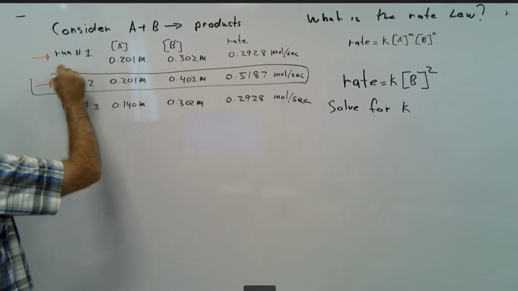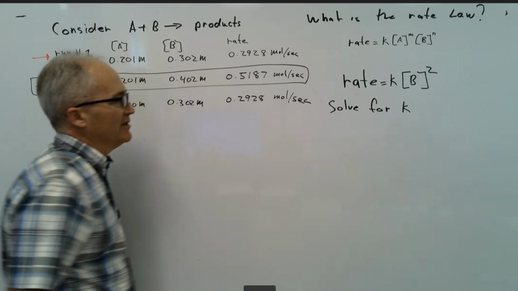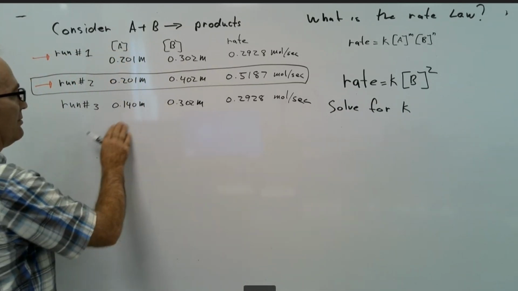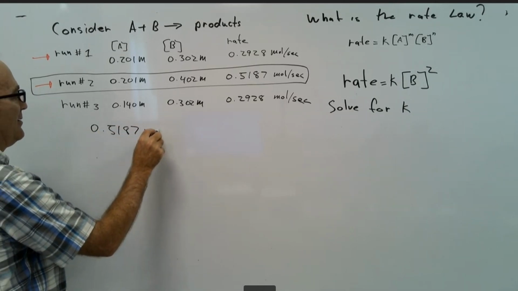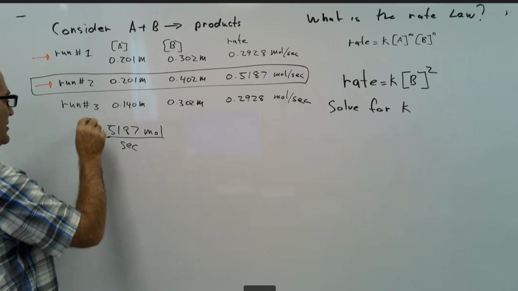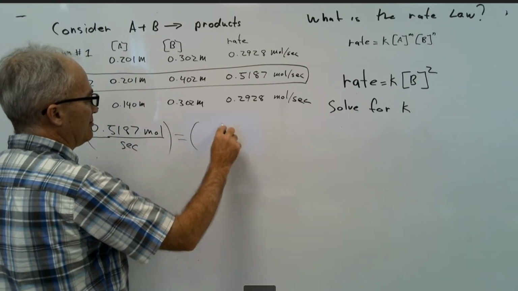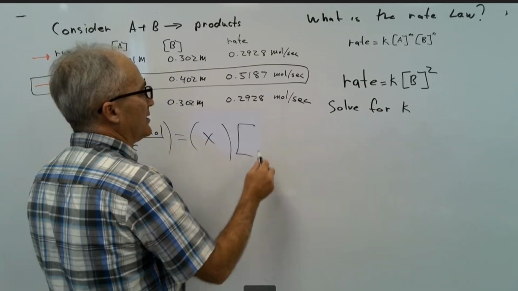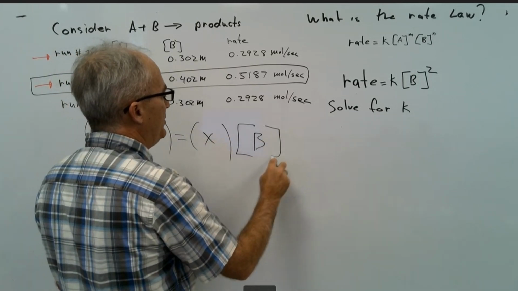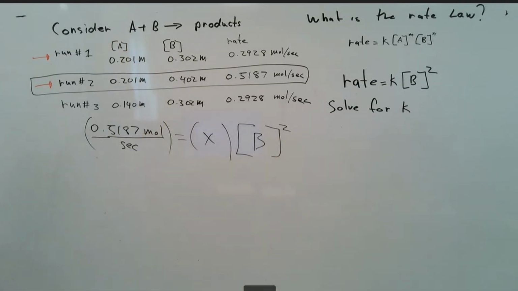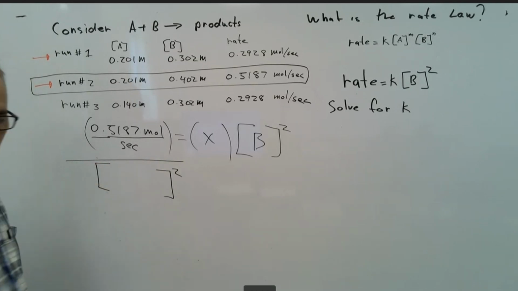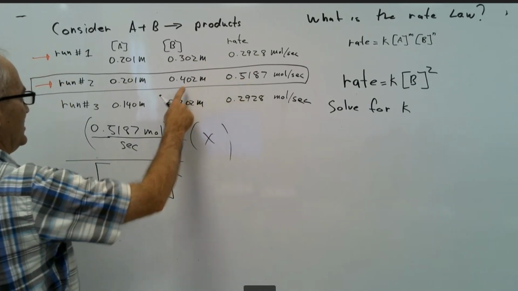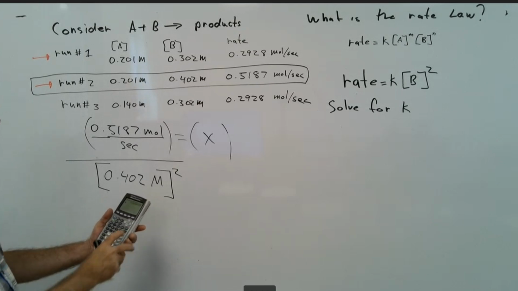If the rate constant is a constant, it shouldn't matter which experiment we use. We're just going to plug in this rate, 0.5187, and now I might actually be more concerned with my units. There is the rate. It is equal to whatever we're trying to solve, concentration of B squared, right? So if I solve for K, I'm going to divide both sides by B squared, and it's going to go away from this other side. So now I want to match this up, this rate, this concentration, and I'm going to pull out my calculator.